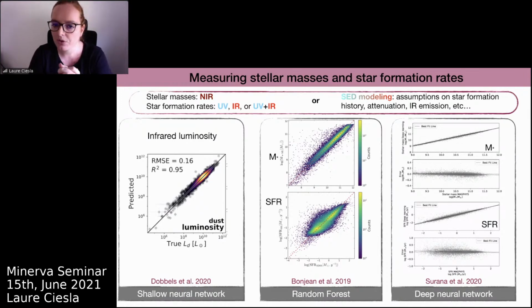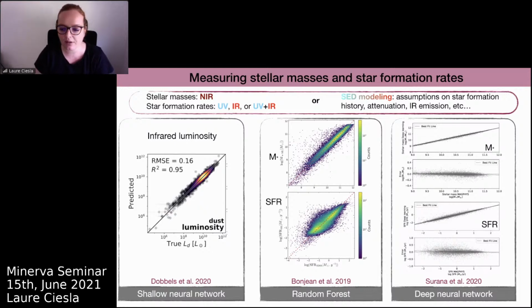What is also usually done is that we perform SED modeling, but of course there are assumptions on the star formation history, the attenuation, and the infrared emission of your galaxy. So very recently, you can see that these articles are from 2019 and later, people are trying to use machine learning to measure the star formation rate and the stellar mass with methods that are model independent or based on simulations, from cosmological hydrodynamical simulations like EAGLE or Illustris.